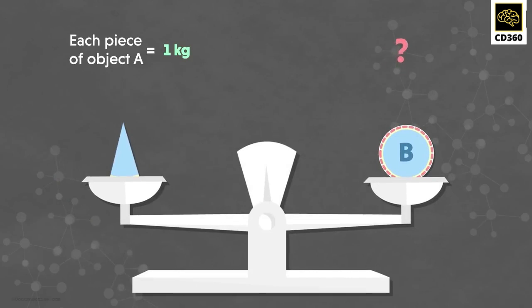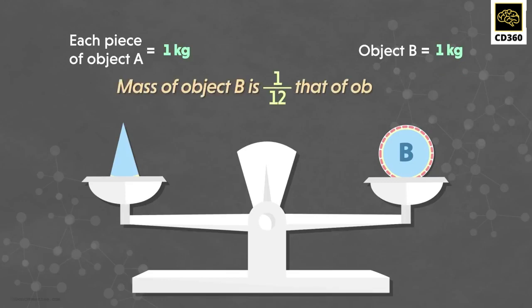Now can we tell the weight of object B? Yes, each piece of object A here is 1 kilogram. And hence we can say that object B also weighs 1 kilogram. Let me ask you something now. Can we say that the mass of object B is 1/12 that of object A? That's correct. This is exactly how we estimate the atomic mass of an atom.